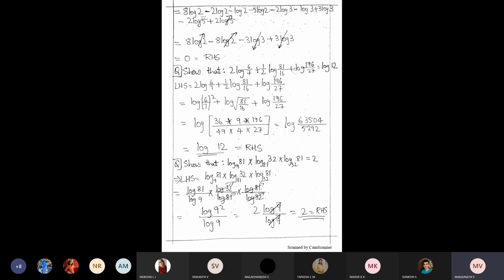Okay, extending this log m plus log n formula. Not for 2, it is for 3 now. Like log a b c is equal to log a plus log b plus log c. Got it? And that becomes 63504 by 5292. That is 12. And if you simplify the constant, you will get log 12. Understood? Any questions? No question, sir.